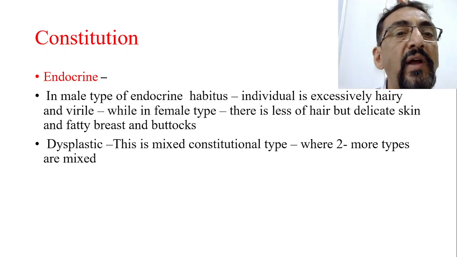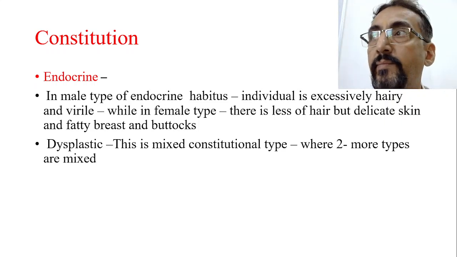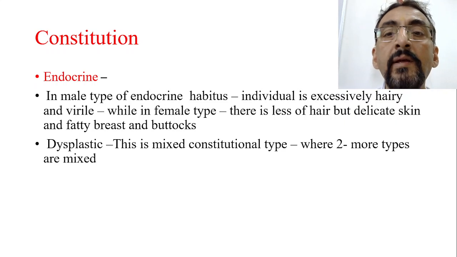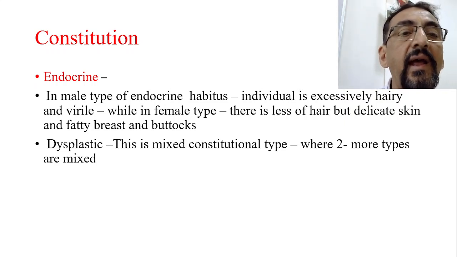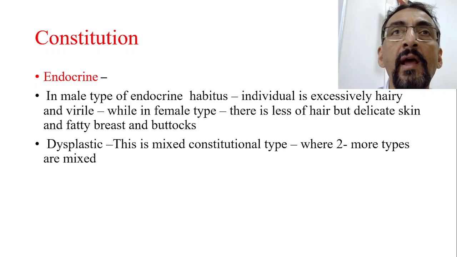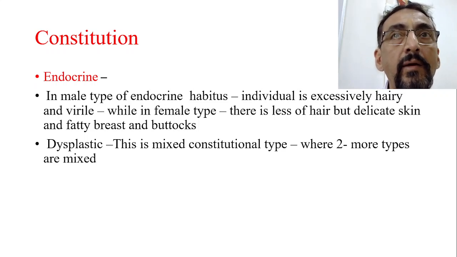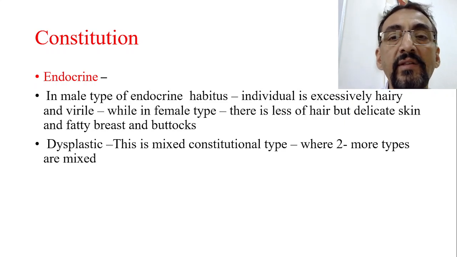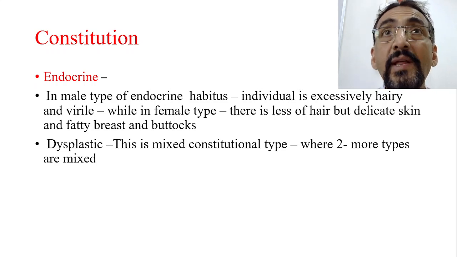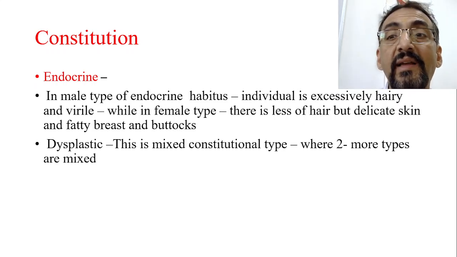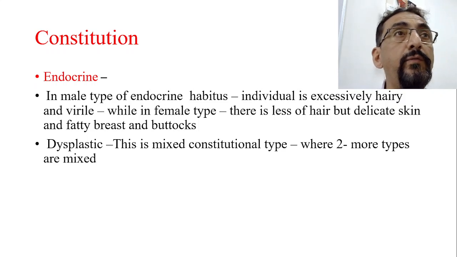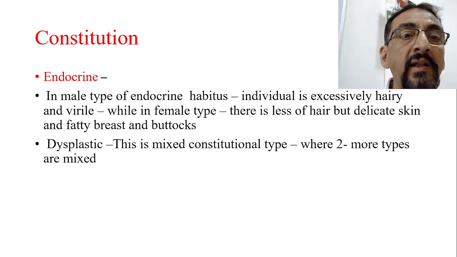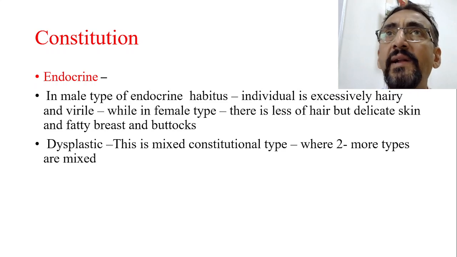One more type of body constitution is endocrine. So what is this endocrine diathesis? In the male type of endocrine habitus or diathesis, the individual is excessively hairy with virilization. There is more virilization, and the person has extra or excessive hair on the body. While in the female type of endocrine diathesis, there is less hair, but the body structure and skin are very delicate, and there is too much fatty breast and boggy buttocks in females. So that is called endocrine diathesis.